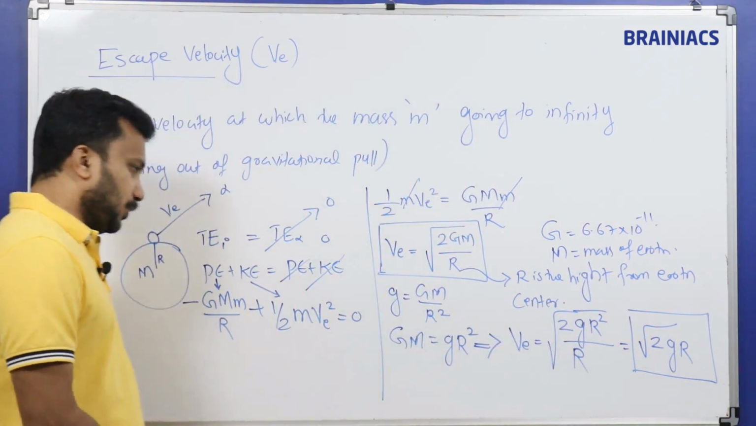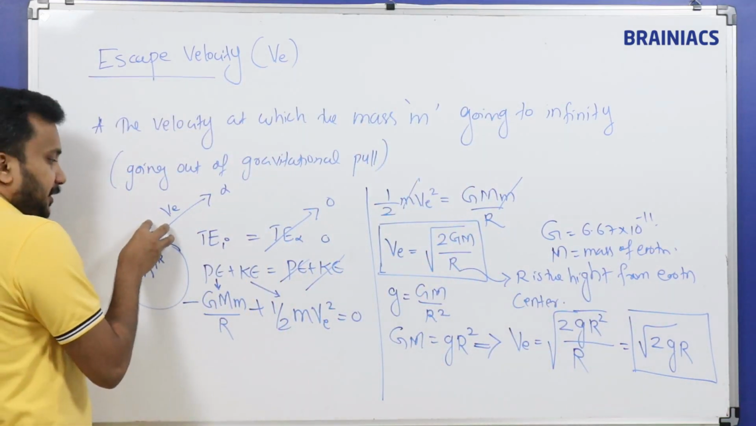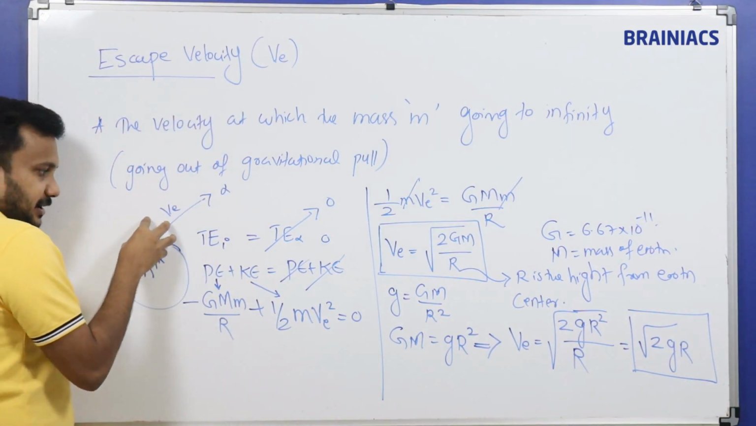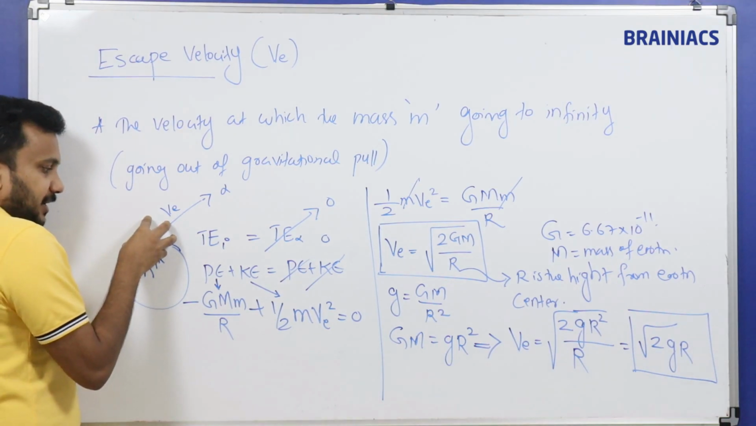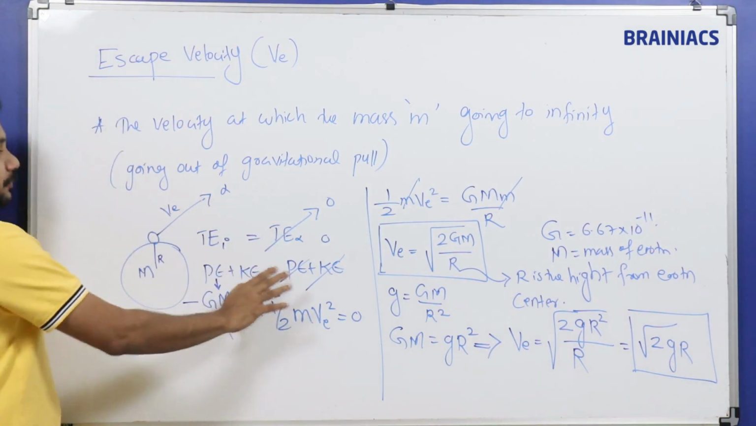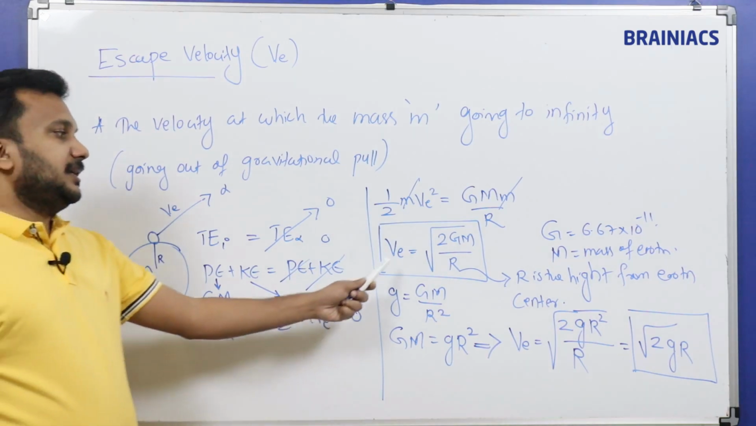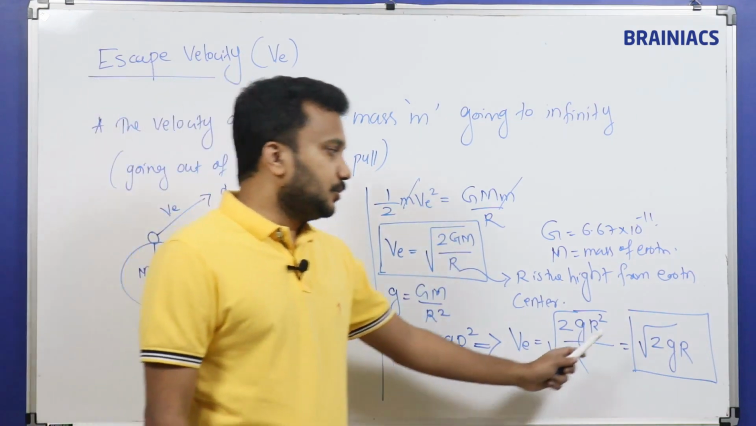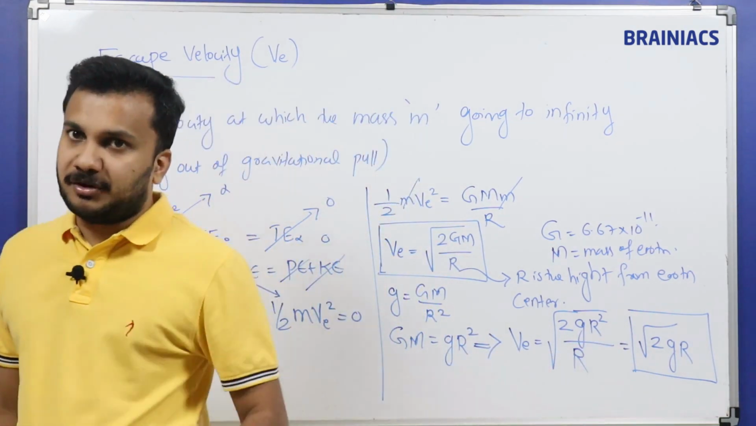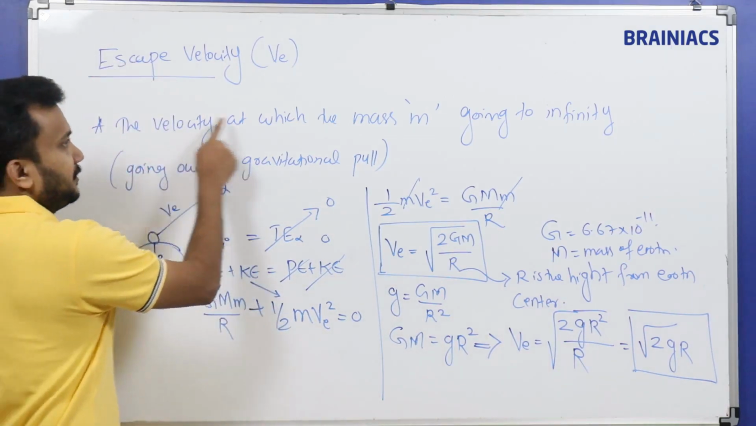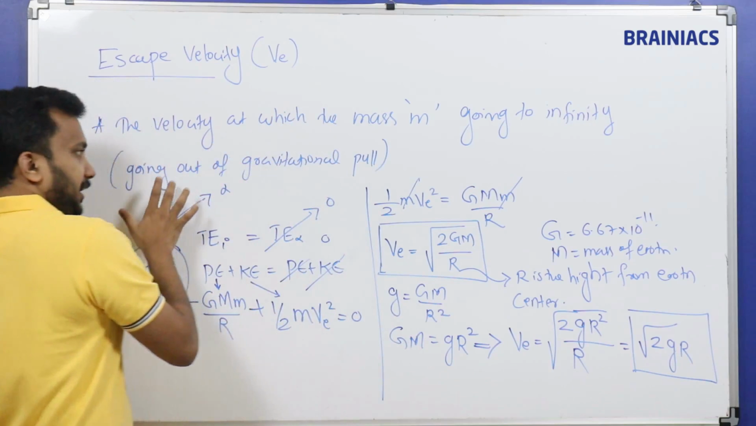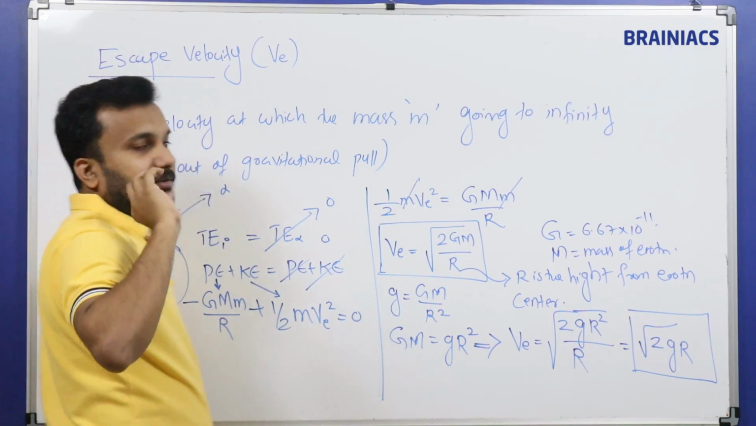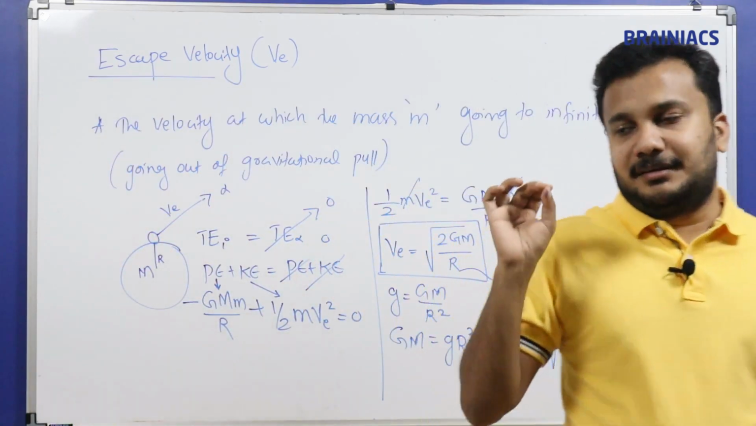So both are representing what? So how did we derive it? When a ball is here, from here I am throwing it to infinity. Energy at infinity is 0. Energy here is equal to potential energy plus kinetic energy. Both energies are added, and we got these equations for escape velocity. Two equations, one is root of 2GM by r and one is root of 2gr. So this is important. So again, what is escape velocity? The velocity at which the mass m goes to infinity, going out of the gravitational pull, because once it is thrown with a velocity called Ve, it will never come back.